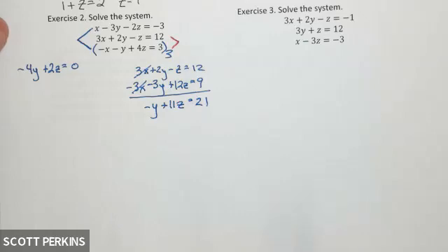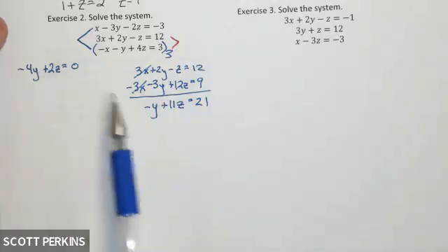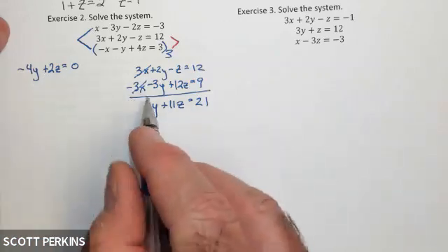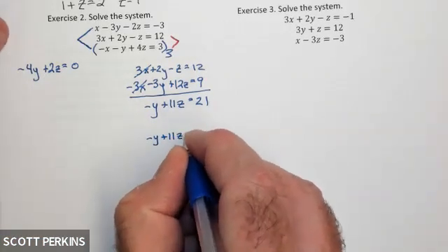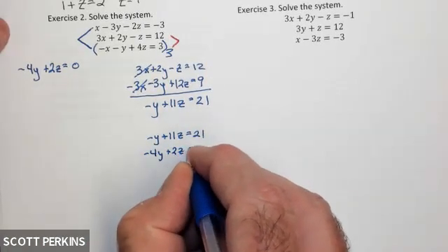Hopefully we're all at the same place. If we're not at the same place, hopefully you understand why. Maybe you made an arithmetic mistake. The rest of this is just what we did in the last section. I'm now going to combine these two equations and solve them for one of the variables. So let me bring them together right here. I've got negative y plus 11z is 21. And then negative 4y plus 2z is 0.